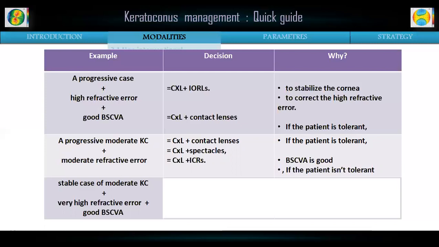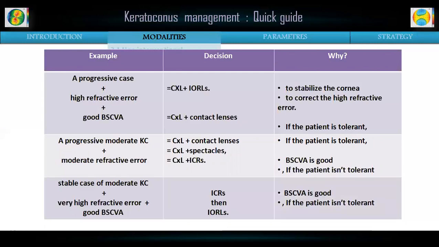And the last example, when we have a stable case of moderate keratoconus with very high refractive errors and a good best corrected visual acuity. In this case, we can do intracorneal rings because we have a good visual acuity. Then after, we can implant intraocular refractive lenses, always if the patient is tolerant to the contact lenses.